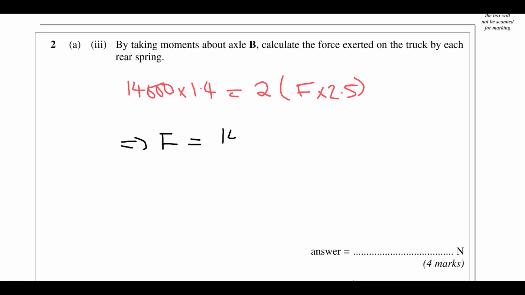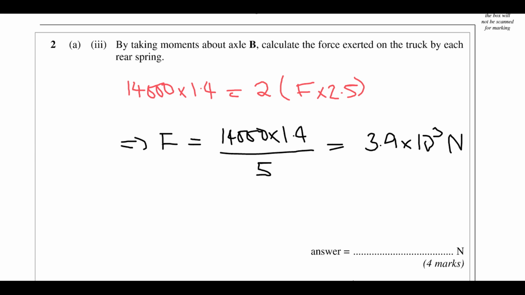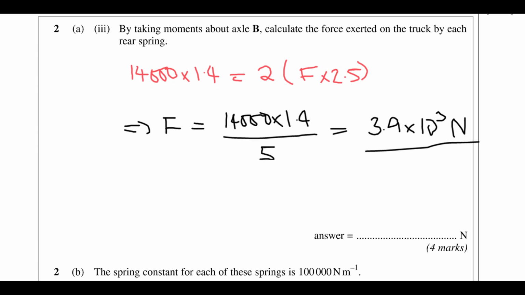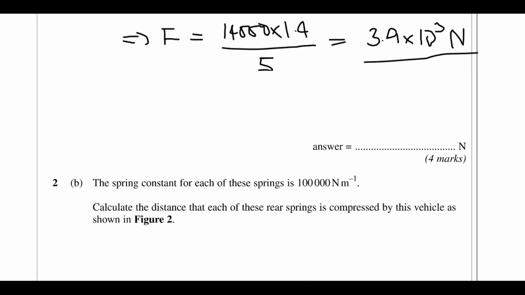So 14,000 times 1.4 divided by 2 times 2.5, which is 5. And if we solve that, we end up with 3922. So 3.9 times 10 to the 3 newtons, 2 significant figures, which all the data is. So let's stick with that. Okay, so that's your force from each spring.